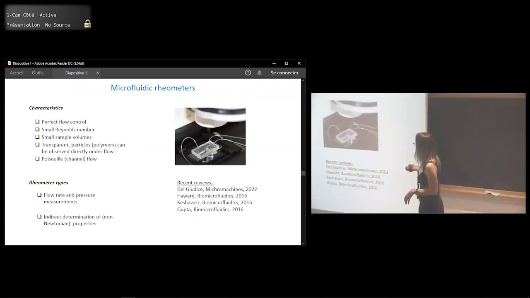So going through that, there are actually two types of rheometers that I want to present to you. The first one is actually quite standard, but using a microfluidic rheometer.